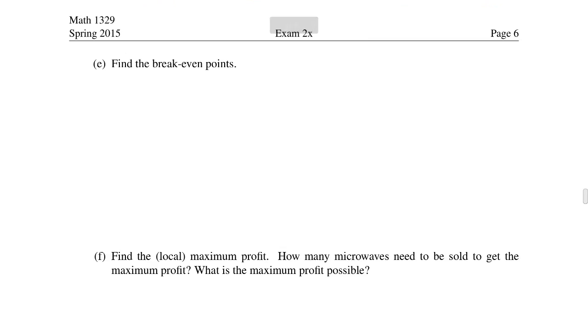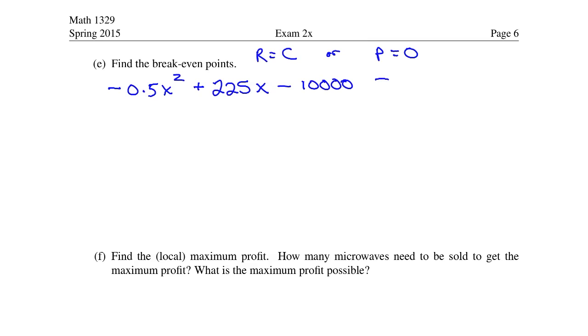Question E. Find the break-even points. There are two ways to do this. You either set revenue equal to cost and solve for x, or you set profit equal to 0. I'm going to use the second one. So it's negative 0.5x squared plus 225x minus 10,000 is equal to 0. You may remember I don't like using fractions in front of the x squared. So I'm going to multiply by a number on both sides to get rid of that. What number should I multiply by negative 0.5 to turn that into a 1? The answer is negative 2.